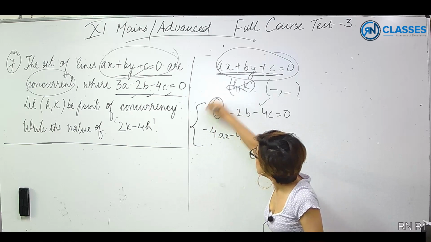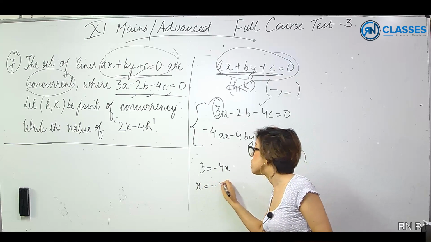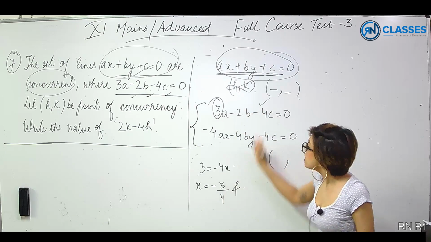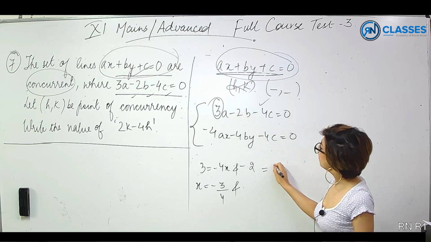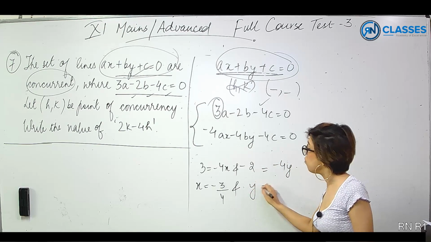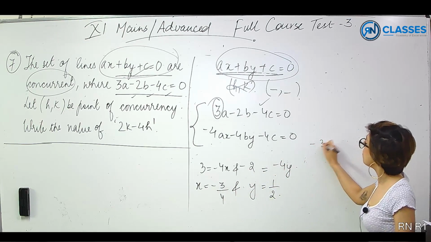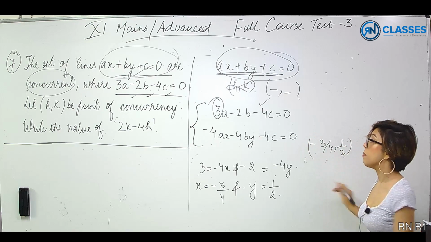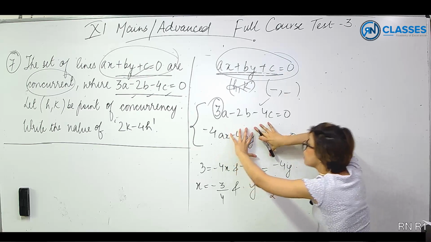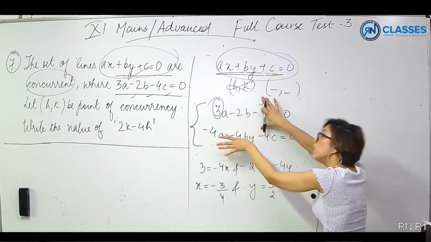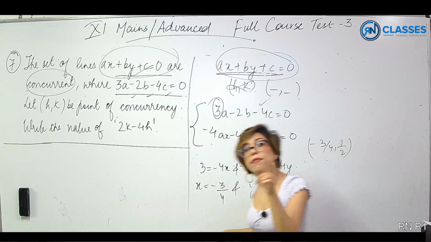If this 3 is equal to minus 4x, that means x is equal to minus 3 by 4, and at the same time, minus 2 is equal to minus 4y. So, y is equal to 1 by 2. Right? Now, if I have the point minus 3 by 4, comma 1 by 2, that means x is minus 3 by 4, y is 1 by 2. If I put this over here, this expression will get changed to this. And I know the value of this expression to be 0. So that means this point that you got, that is the point of concurrency.